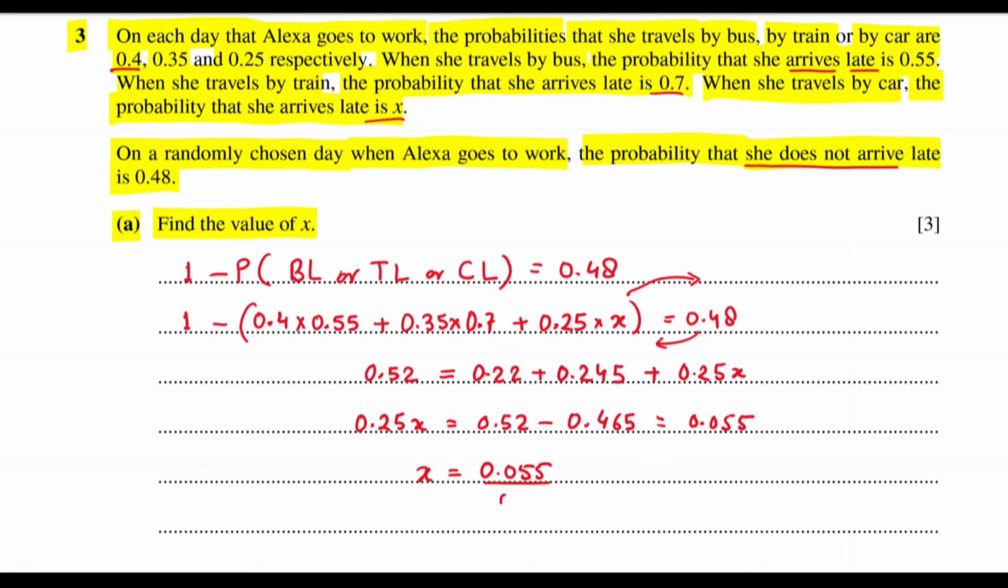0.055 upon 0.25. You can calculate it from a calculator. This value is coming 0.22. So we can say that the value of x is 0.22, and otherwise we can say whenever she travels by car, the probability that she arrives late is 0.22.